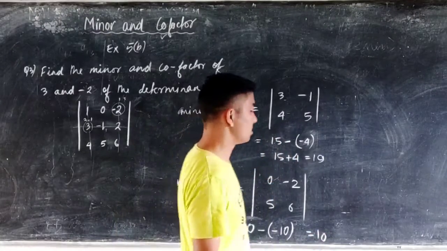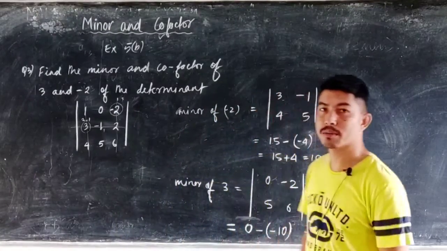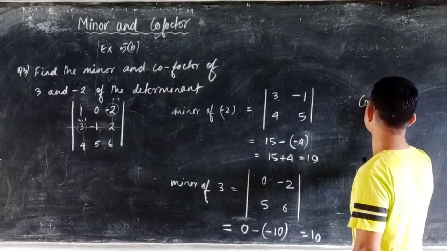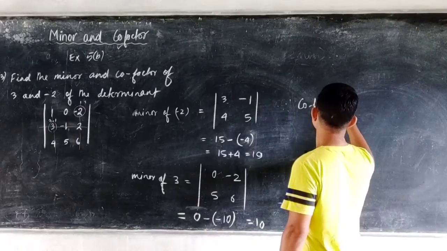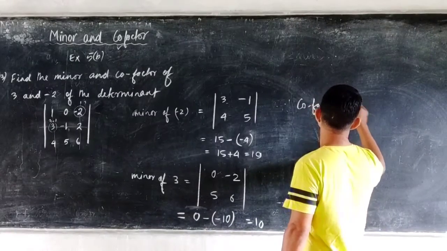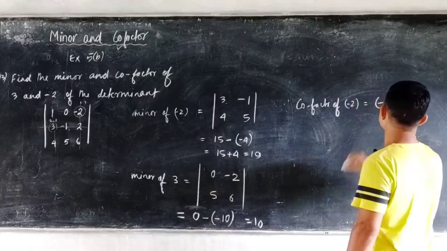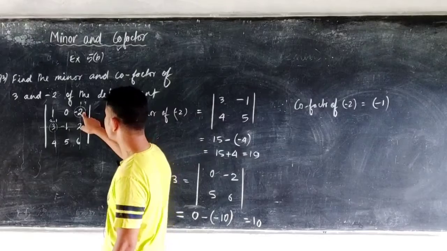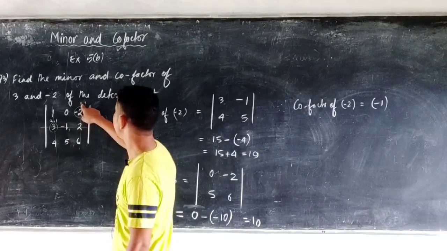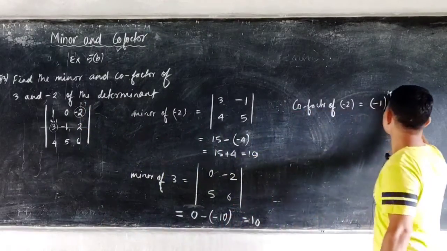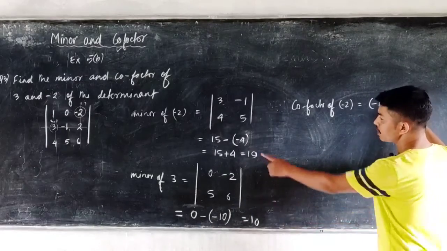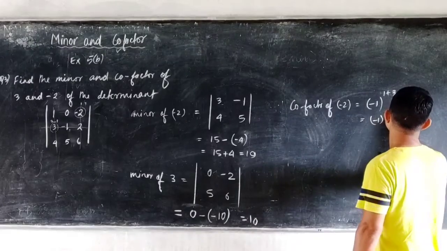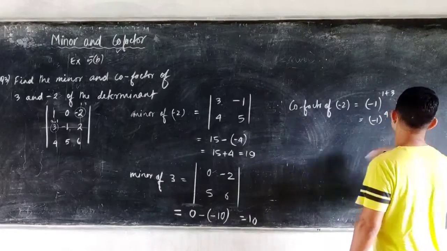Now coming to the cofactor. To find the cofactor, I need to find the appropriate sign for both of the elements. The cofactor of minus 2 will be equal to minus 1 raised to the power of its position. It belongs to the first row and third column, so it will be 1 plus 3, into the minor 19. So it will be minus 1 to the power 4 into 19, which simply gives me 19.